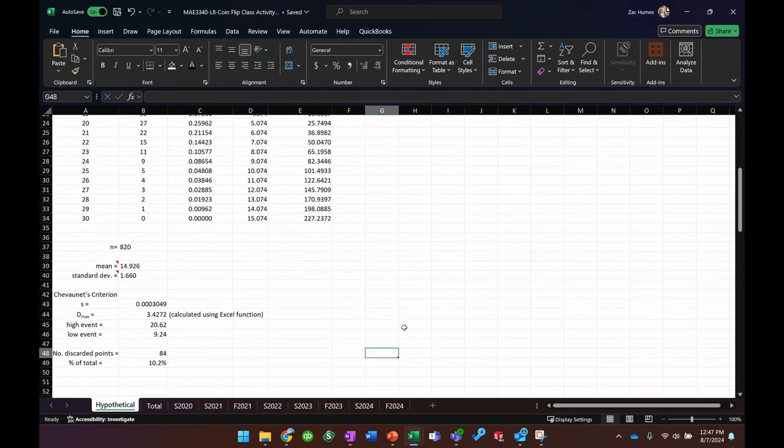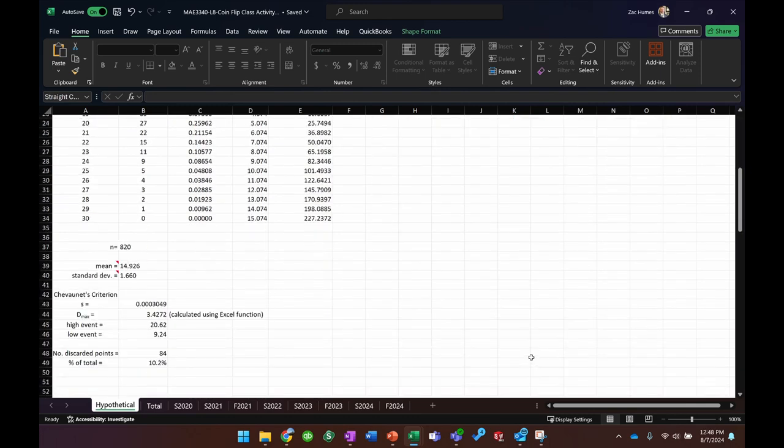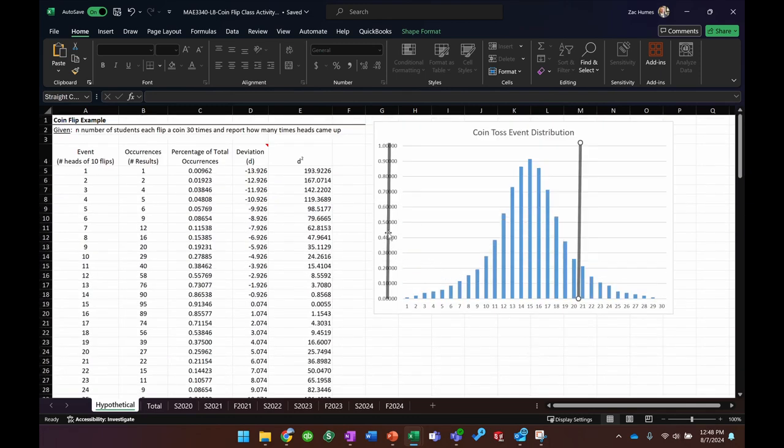So let's go up and set these. So 20.62, so anything greater than 20.62. And again, we have discrete values. So 20.62 is probably somewhere in here. So that means 21 through 30 we're going to throw away. And on the low side, 9.24. So anything smaller than 9.24, so that's probably somewhere in here. So that means 1 through 9 we're going to throw away.